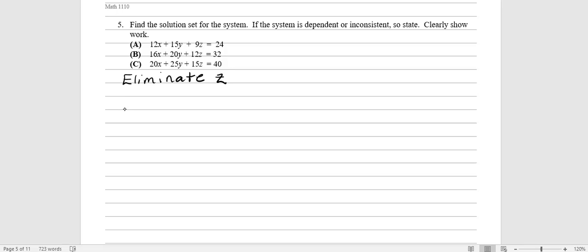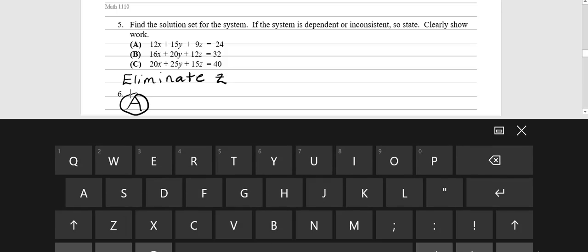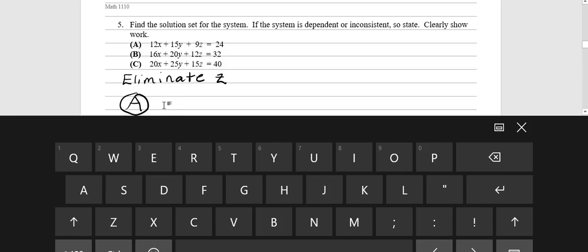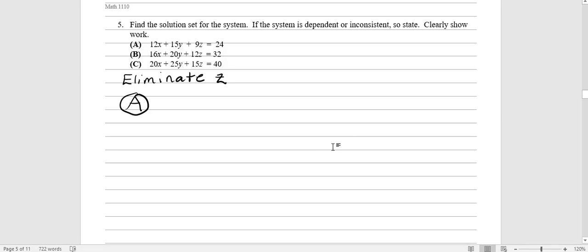I'm going to use equation A and I'm going to use B to eliminate z. Again, I want opposites on the coefficients. So I'm focusing on the z terms. I have a 9z in equation A and a 12z in equation B. So I'm going to multiply equation A by -4, which gives me a -36z, and equation B by 3, which gives me a +36z in that equation.